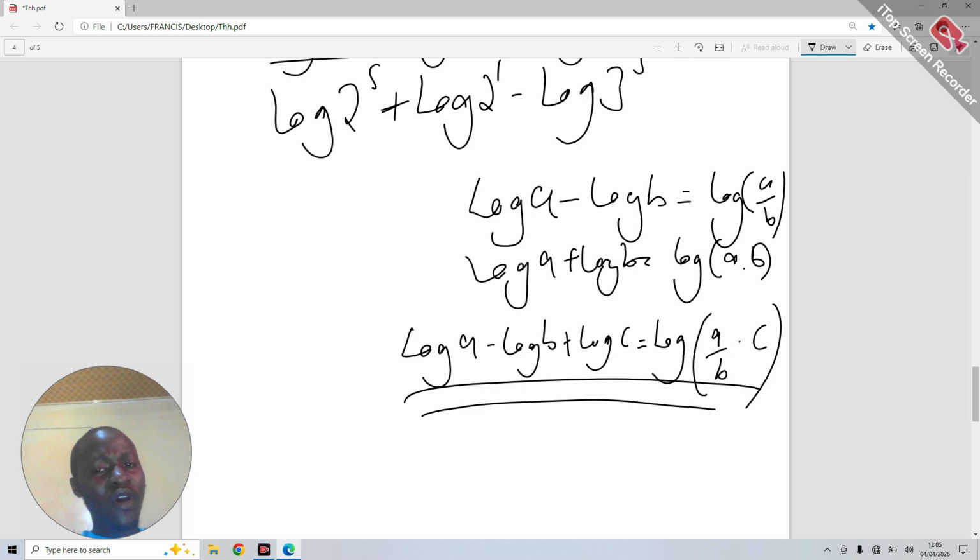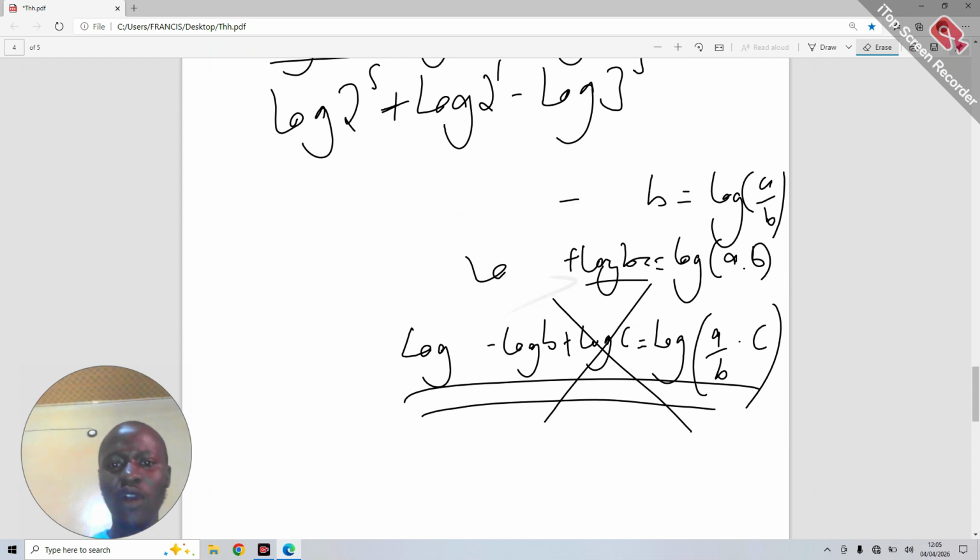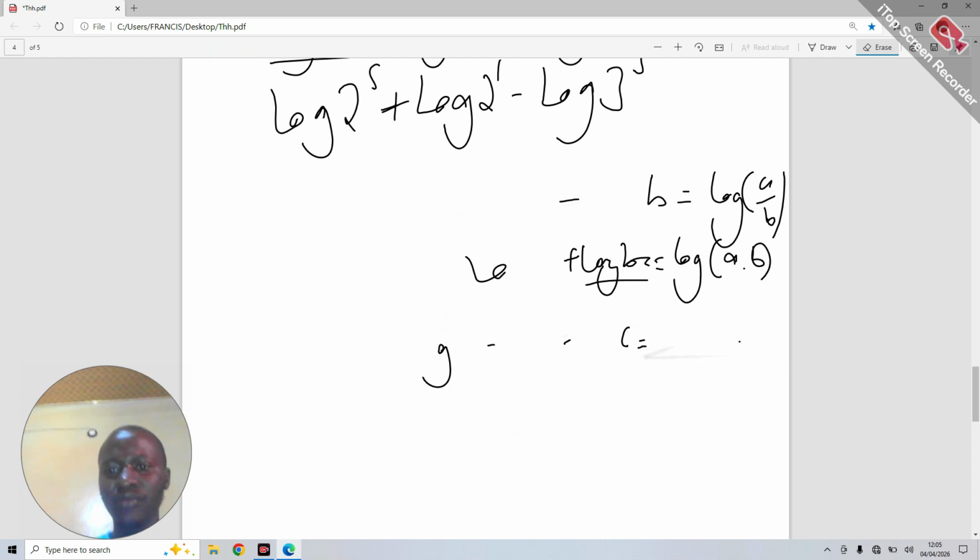The law only specifies two parts, log A and log B. Then this procedure, log A plus log B, then we have the outcome, log AB. But there's nothing like log A minus log B plus log C, then the outcome. No way. So this type of student, they are really messing up. They are doing it wrong.